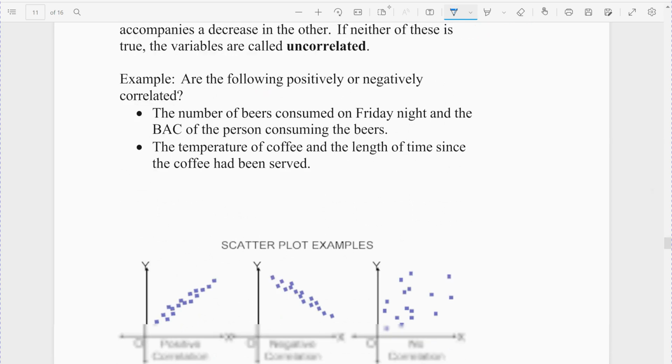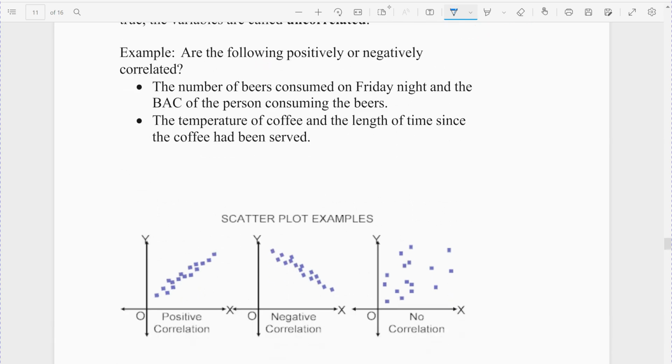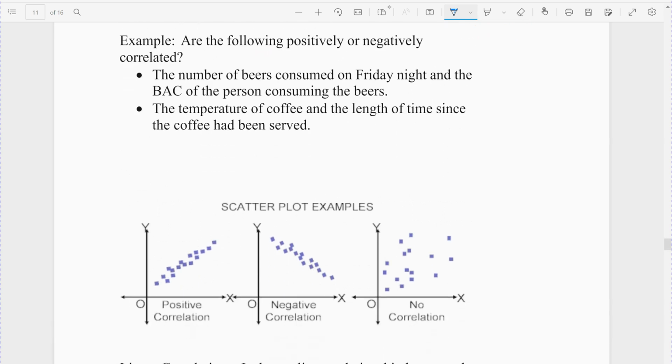All right, so first are a couple of examples just to see if you can tell if something is positively or negatively related, as an application. The first example is, suppose that we are trying to correlate the number of beers consumed on a Friday night, and the BAC, the blood alcohol content level of the person consuming the beer.